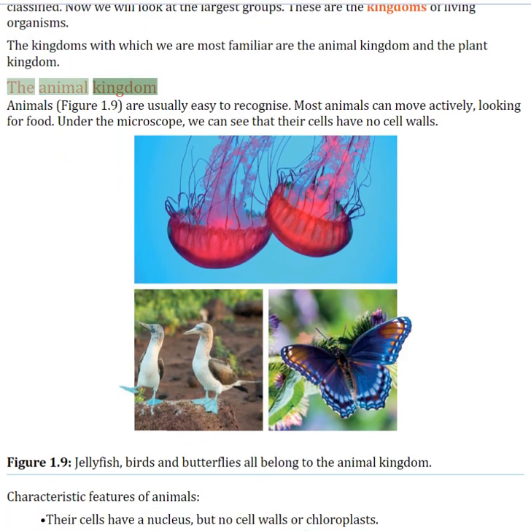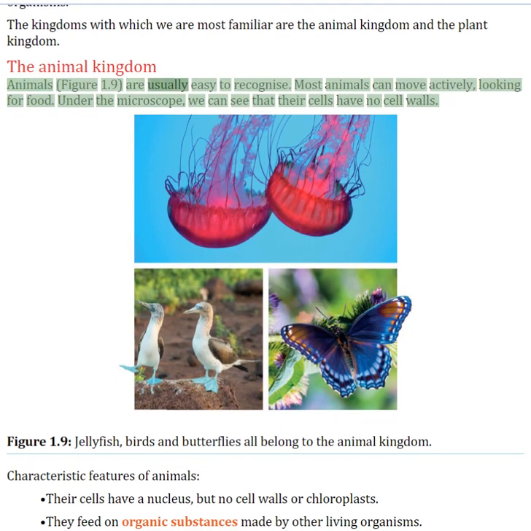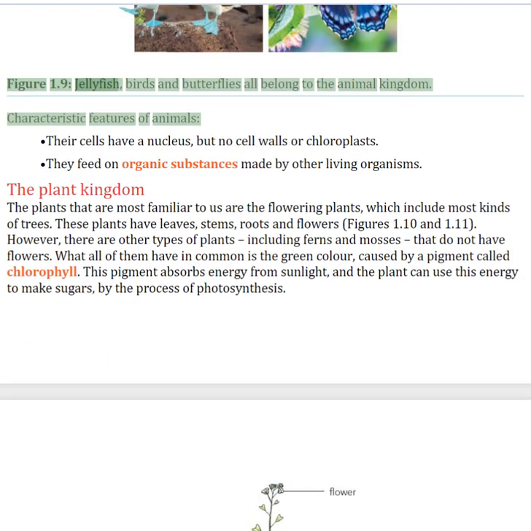The animal kingdom. Animals are usually easy to recognize. Most animals can move actively, looking for food. Under the microscope, we can see that their cells have no cell walls. Figure 1.9, jellyfish, birds and butterflies all belong to the animal kingdom.